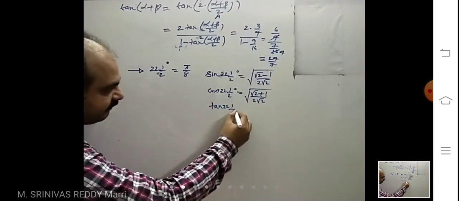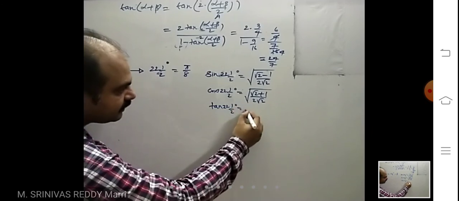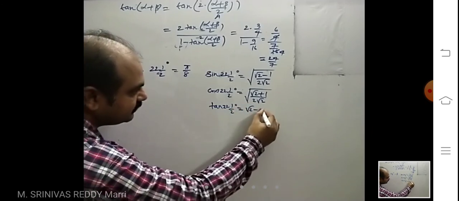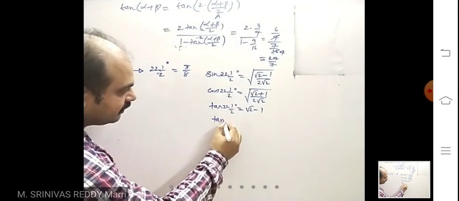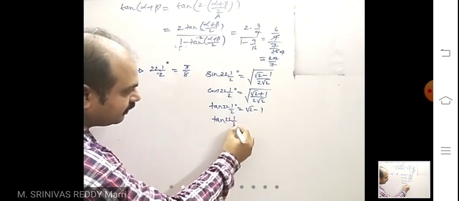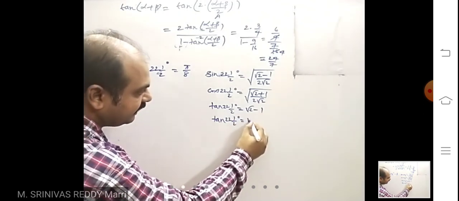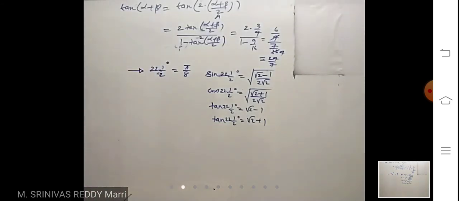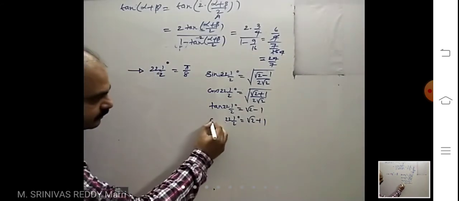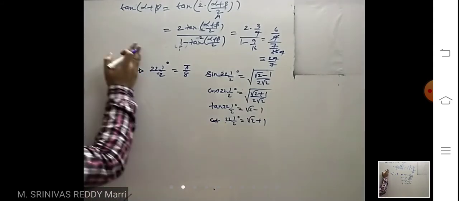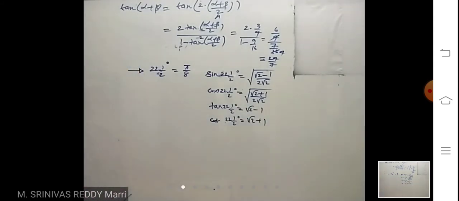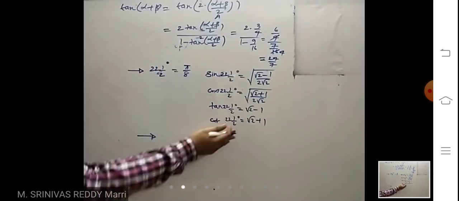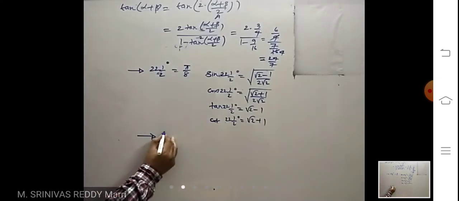Whenever you get these values, you write this. Tan is root 2 minus 1. When we get to that concept, I will tell you how, but for the time being, remember these values. Cot is root 2 plus 1. Whenever you get 22.5 degree, you write these values. 22.5 degree is one table angle now. Now look at 18 degree.